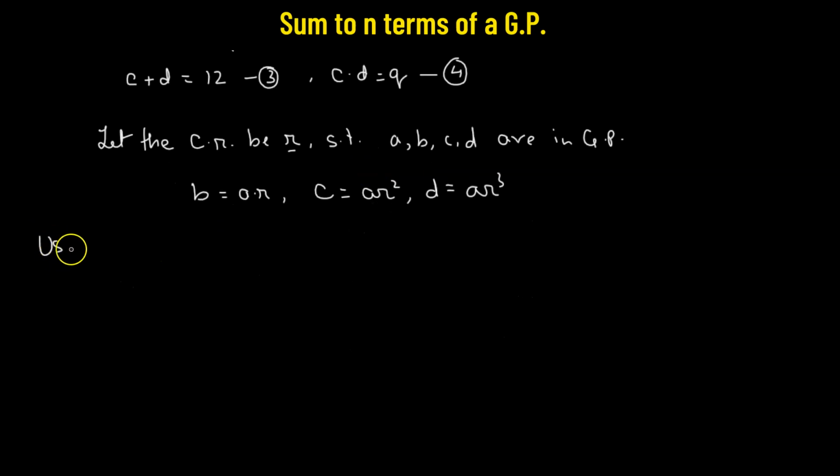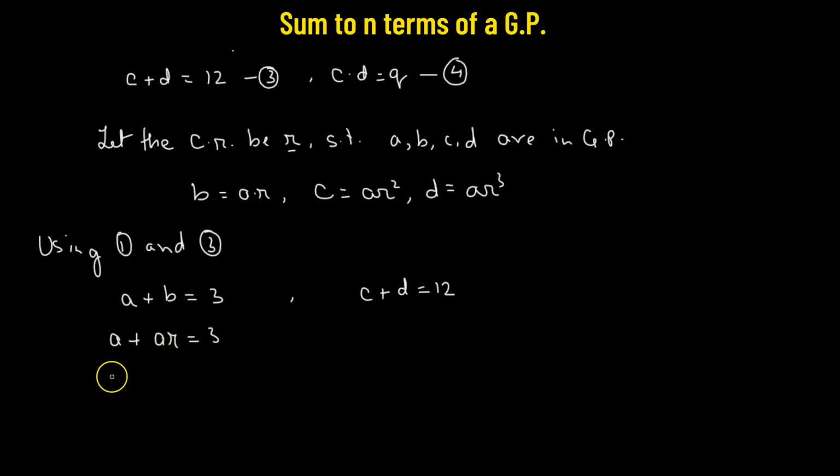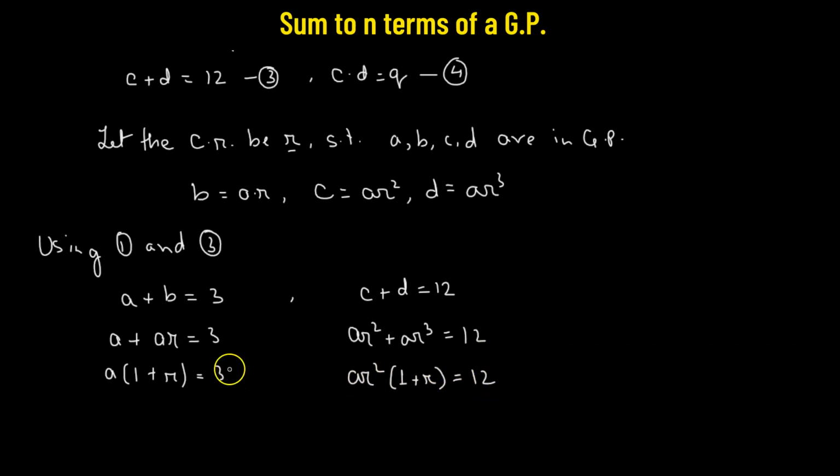So using 1 and 3, in equation number 1 we have a plus b equal to 3, and in equation number 3, c plus d equals 12. We will substitute the values here. a plus b, where b means a times r, is equal to 3. If we take a as the common factor, we have a multiplied by 1 plus r equals 3. Then c plus d equals 12, where c is ar squared and d is ar cubed. If we take ar squared as the common factor, we have ar squared multiplied by 1 plus r equals 12. Let's denote this as equation number 5 and the other one as equation number 6.